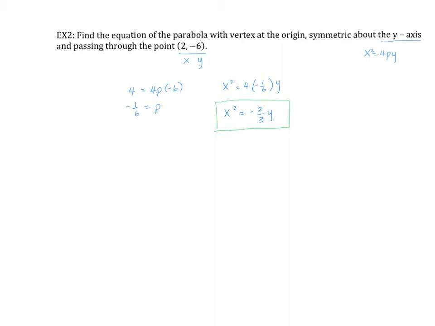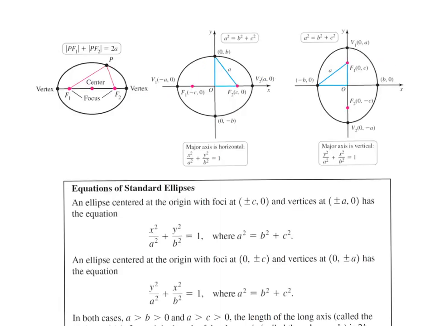Okay, so your equation is either going to be x squared equal to 4py or y squared equal to 4px. It depends on the information that you're given. So let's move on to some of our other conic sections. So we're going to look at an ellipse, which is a stretched out circle.